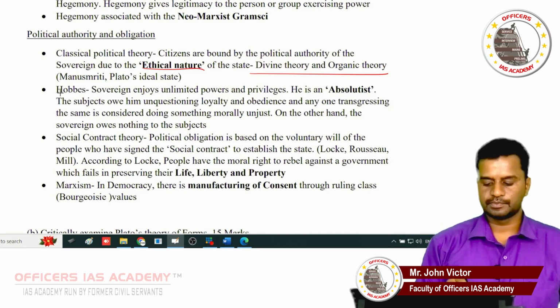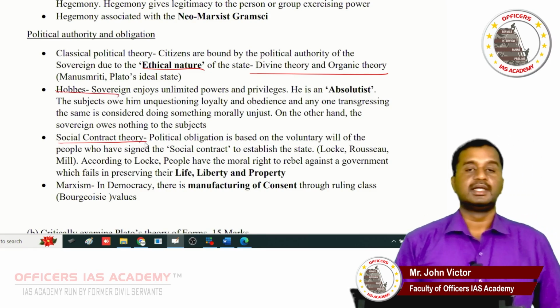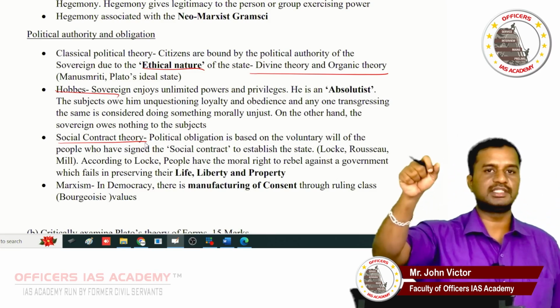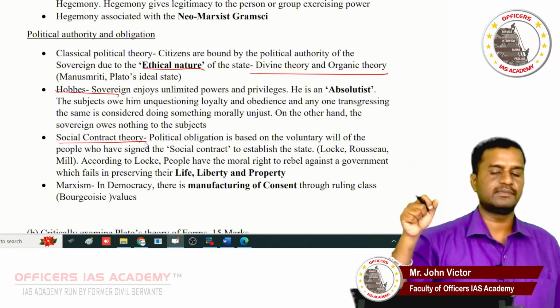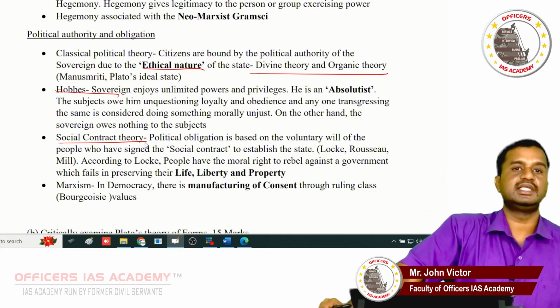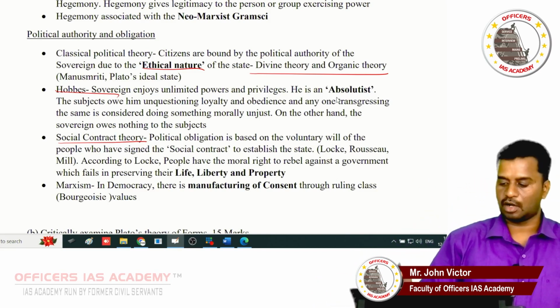Next, liberalism. According to liberalism, legitimacy is based on the individual. Individuals are equal in the state of nature. According to natural rights theory, they sign a social contract and establish the state. Here, legitimacy is based on the social contract.